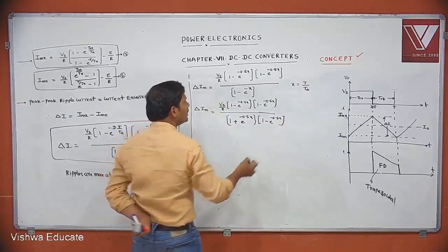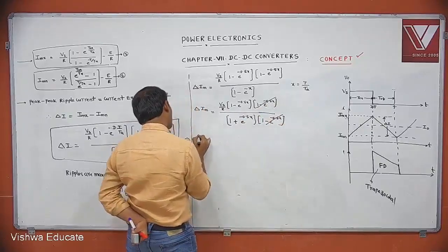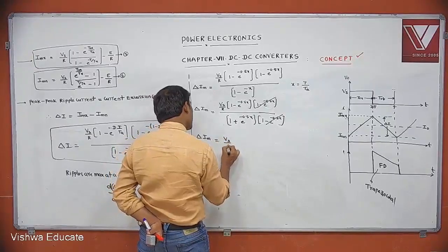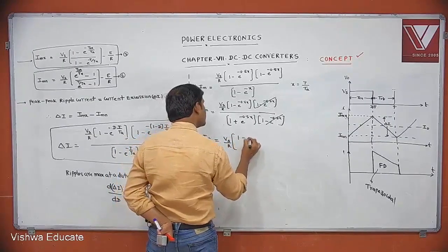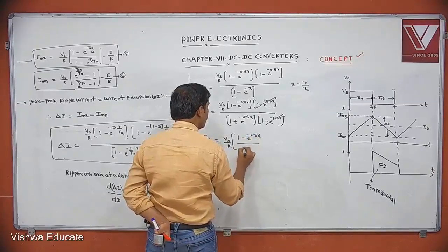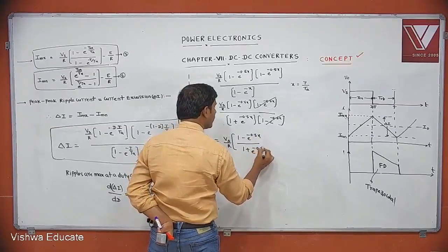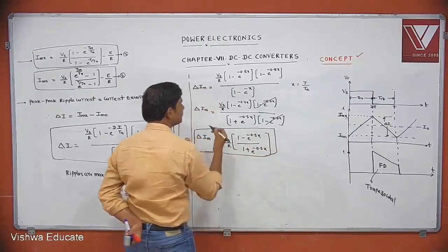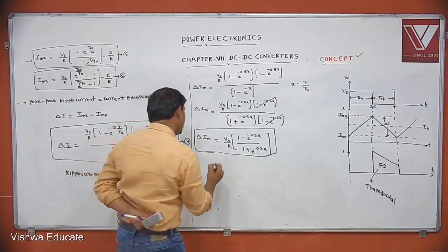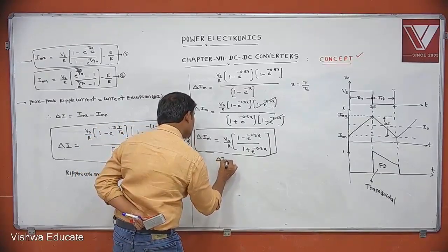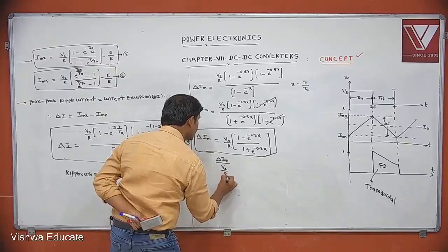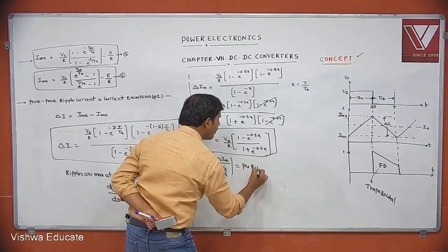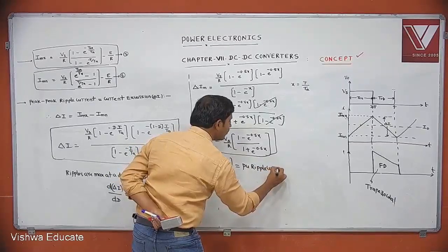Then these two cancel. What do you get? One expression for the maximum value of ripple current equals Vs by R into 1 minus e power minus 0.5x by 1 plus e power minus 0.5x. This is the maximum value of ripple current. The point to remember: delta Im by Vs by R is called the per unit ripple current. How to define per unit ripple current? This is called per unit ripple current.